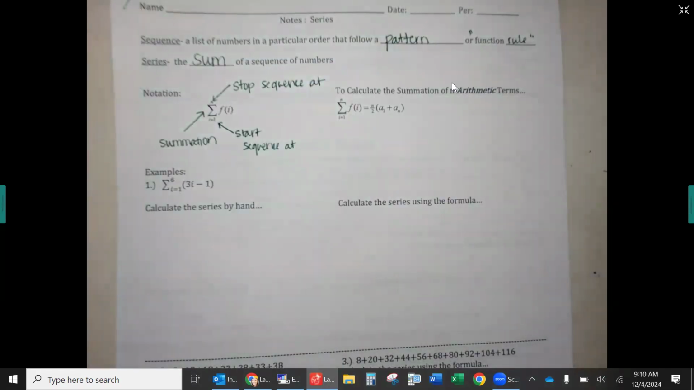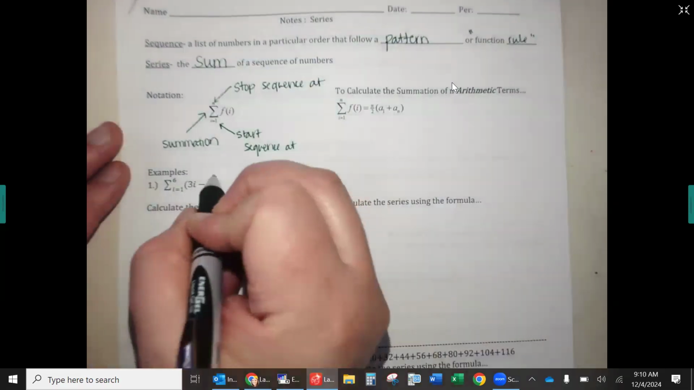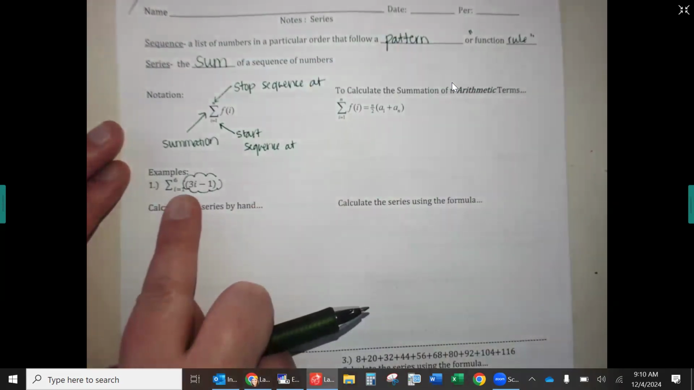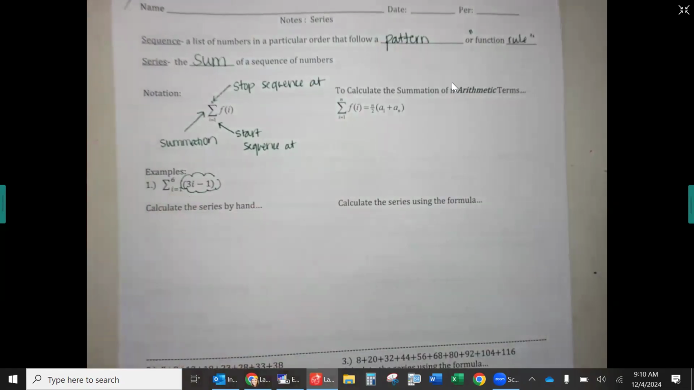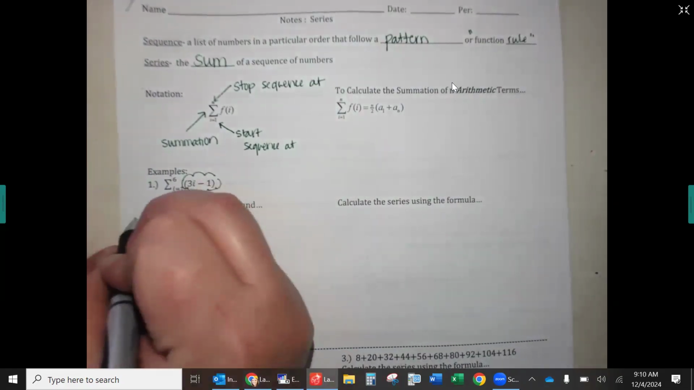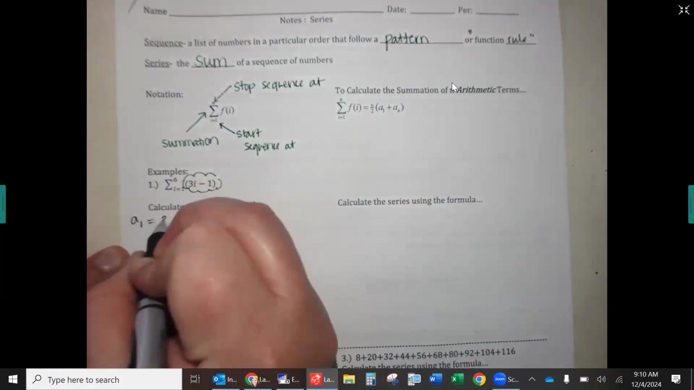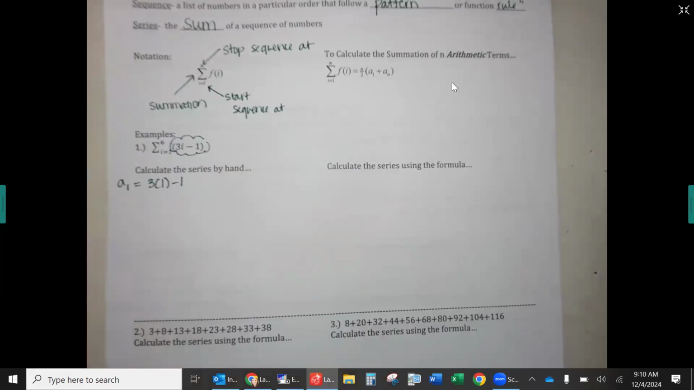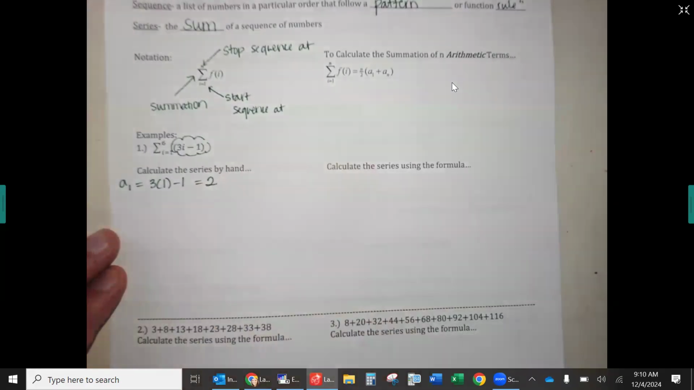So take a look at number 1. My formula is 3i minus 1. I'm going to start at the number 1 and stop at the number 6. So let's start by plugging in 1. A sub 1 equals 3 times 1 minus 1. I tried to pick numbers that you don't really need a calculator for, but if you typed that in, 3 times 1 is 3, take away 1 is 2.